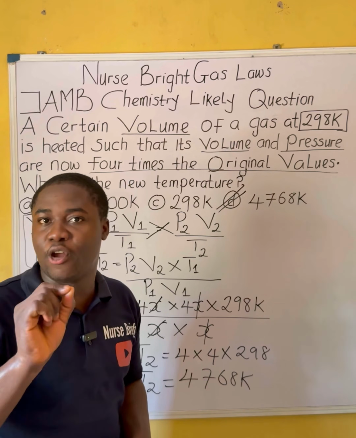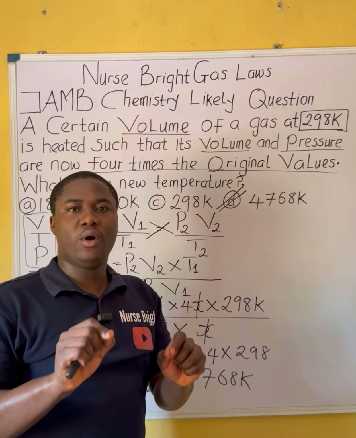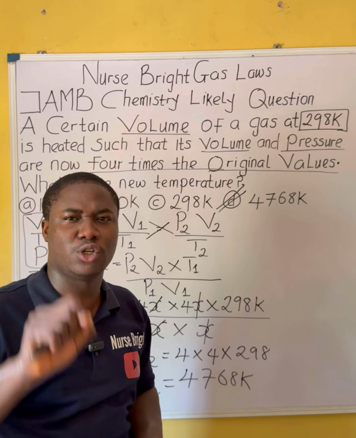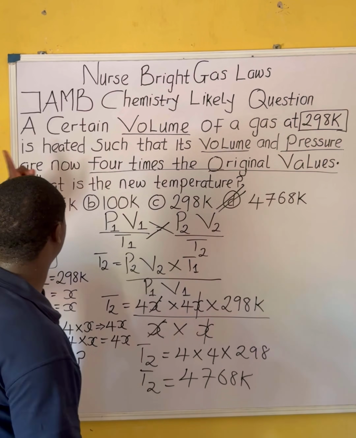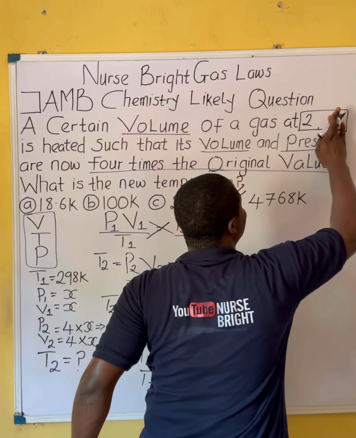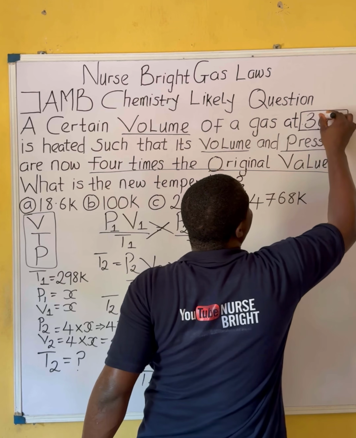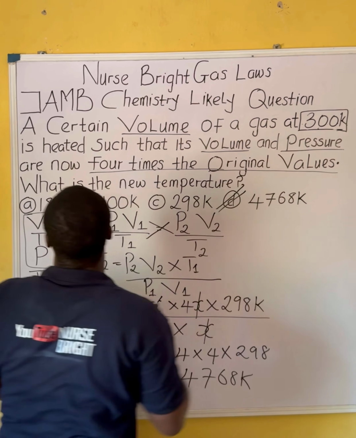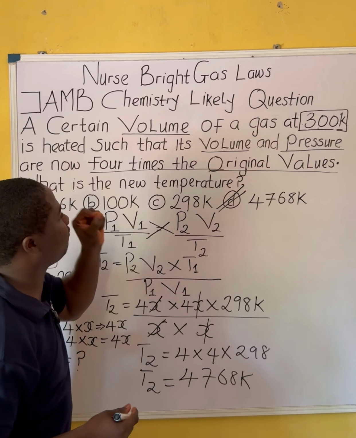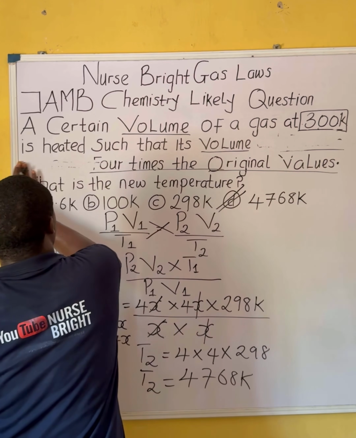So guys, get ready for your own practice question. You solve that question and provide the answer in the comment section. Okay guys, here is your own practice question. So you solve and provide the answer in the comment section. So it says a certain volume of a gas at, it's not 298 anymore, I'm going to change it to 300, at 300 Kelvin, is heated such that its volume, just listen, I'm going to change some part of this question.